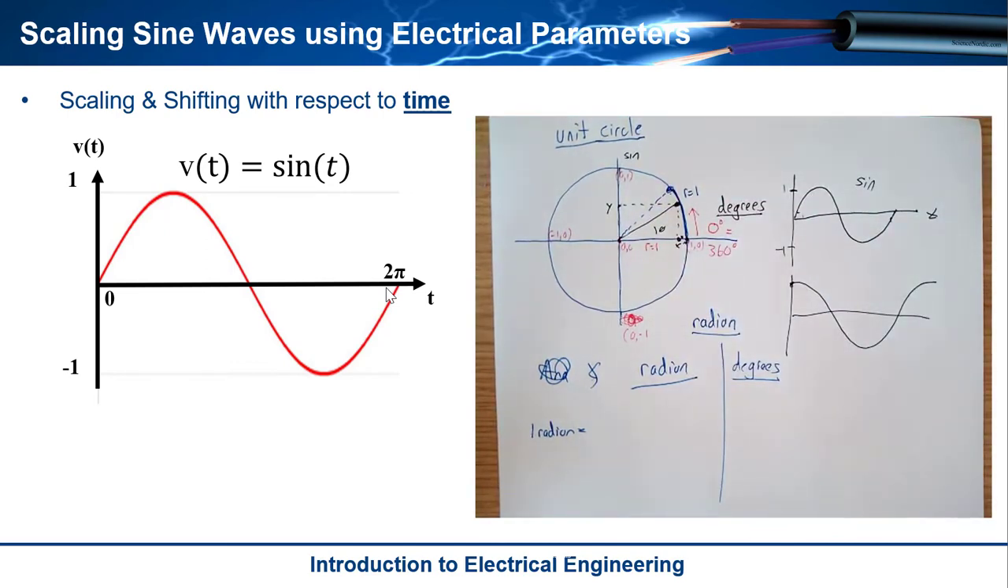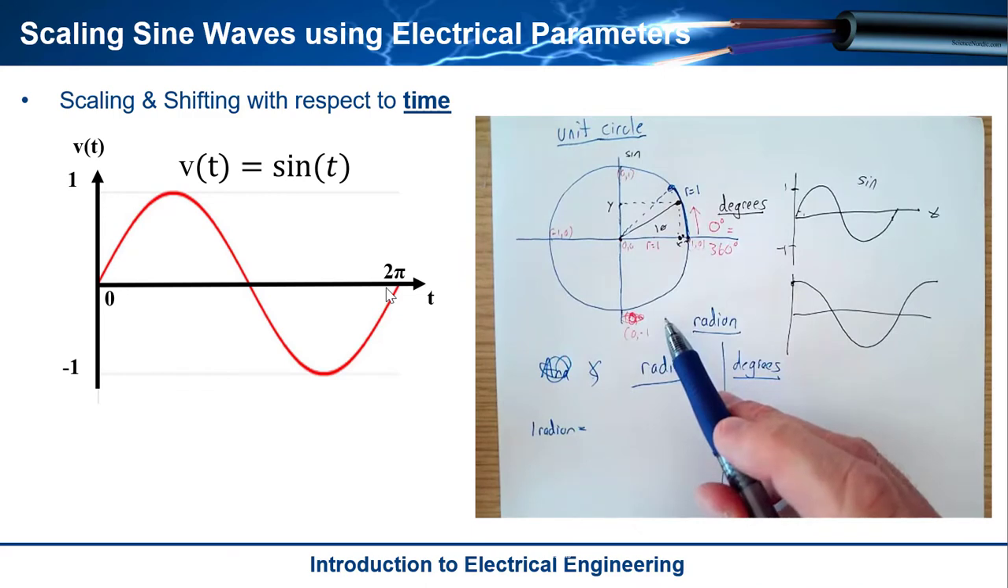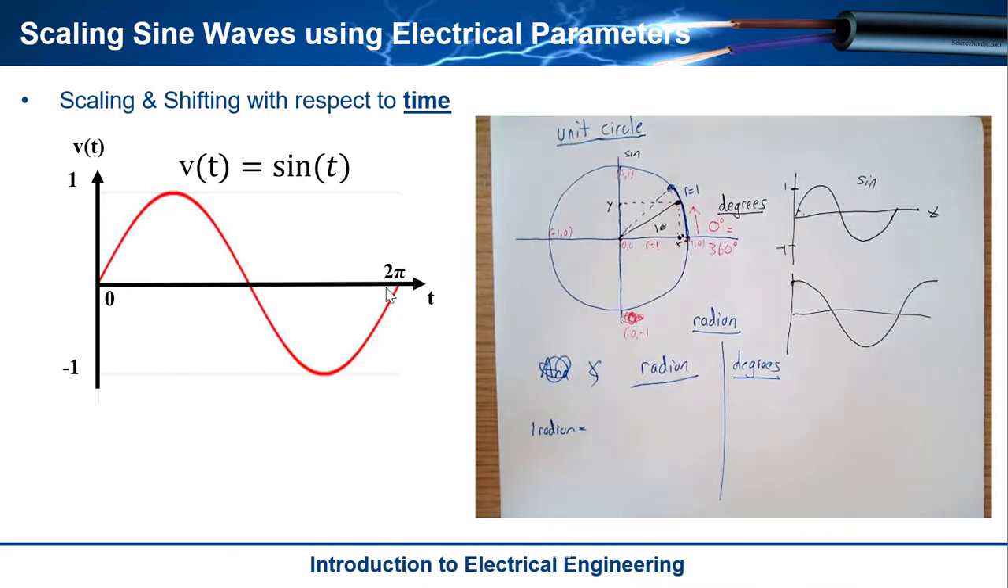Okay, so that's cool. Then the question becomes, how many radians are there in a circle? And now this is where it's kind of cool. If you've never heard where the constant pi came from, this is where pi comes from.